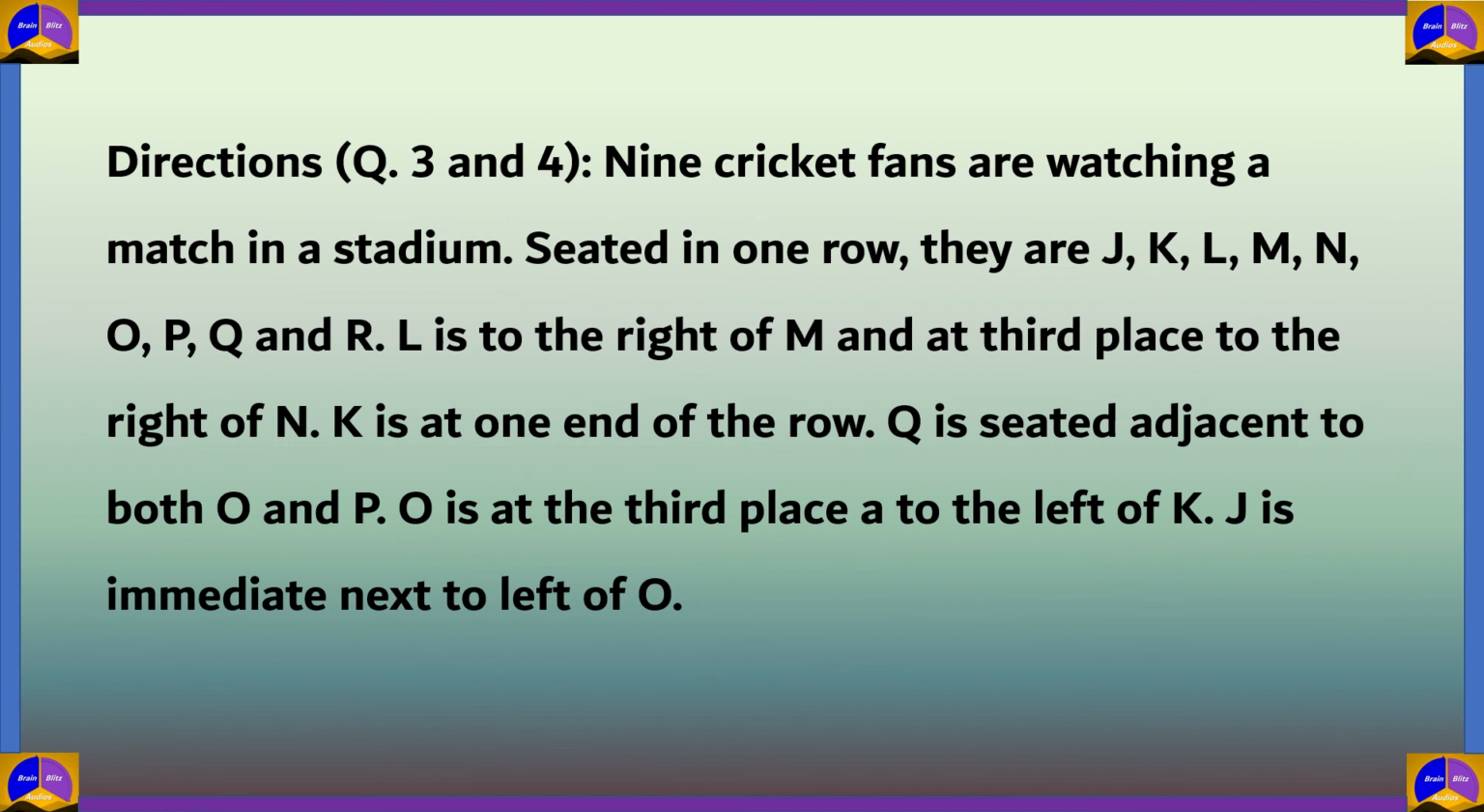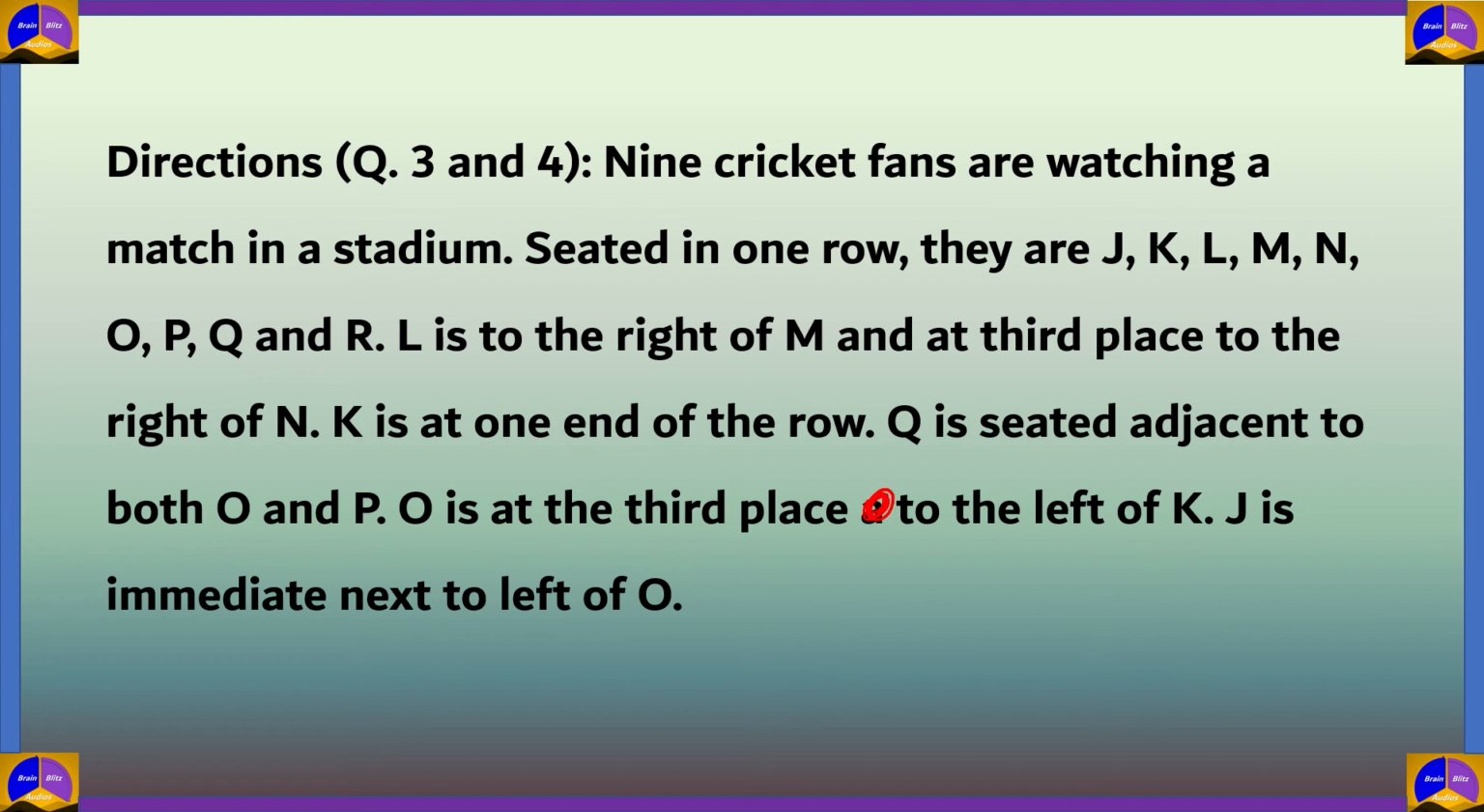Let's look at the directions for question 3 and 4. 9 cricket fans are watching a match in a stadium. Seated in one row, they are J, K, L, M, N, O, P, Q, and R. L is to the right of M, and at third place to the right of N. K is at one end of the row. Q is seated adjacent to both O and P. O is at the third place to the left of K. J is immediate next to the left of O.